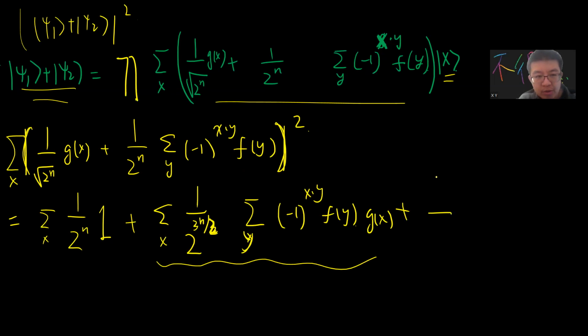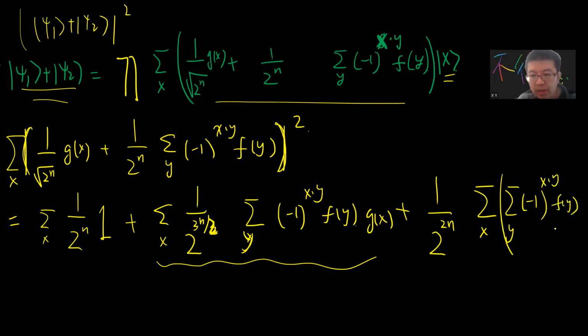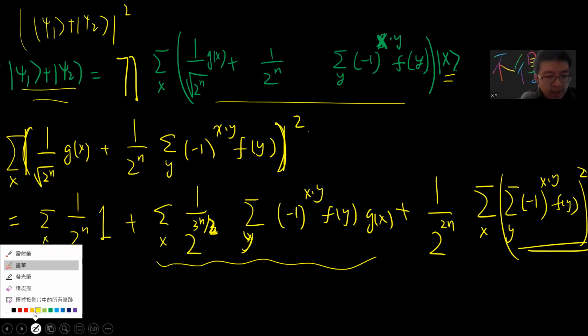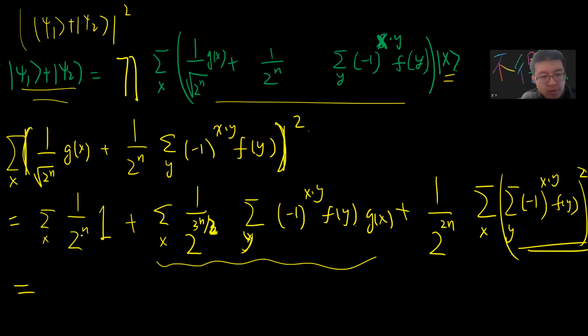So the final term is 1 over 2 to the 2n, and the summation over x. Notice that this is this guy squared. So it's the sum over y of minus 1 to the x·y, f of y, squared. Okay, so this guy is cumbersome, and we will deal with this bad guy. Okay, so this term is what? 1 over 2 to the n, sum of 1, right? So for x there's a 2 to the n, so it's 1.